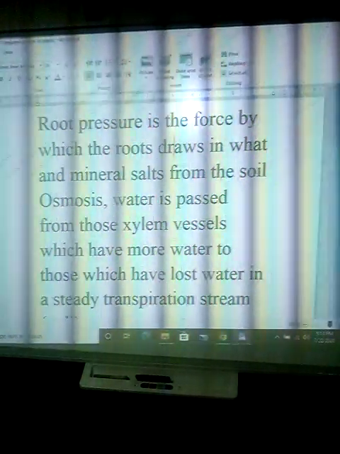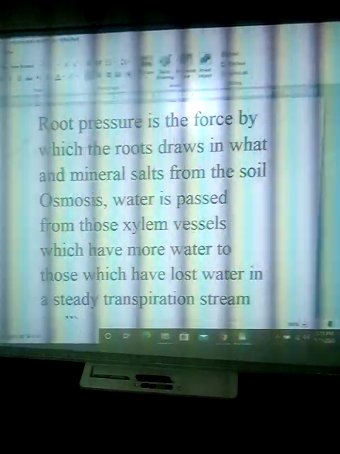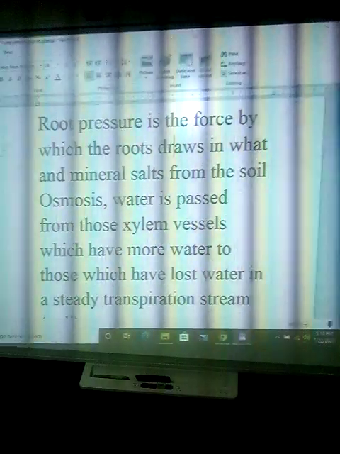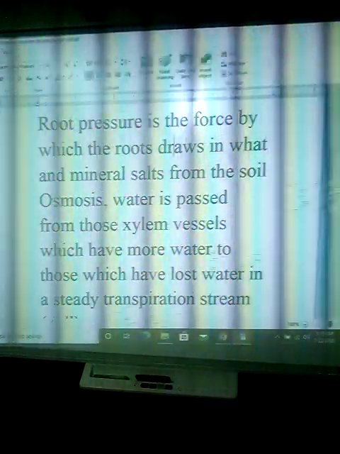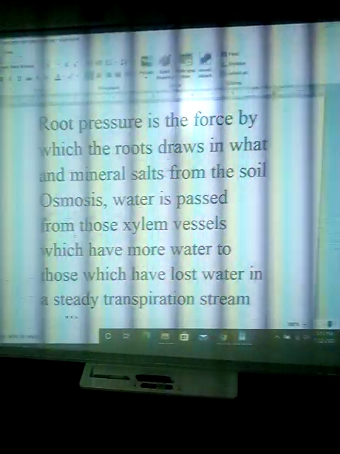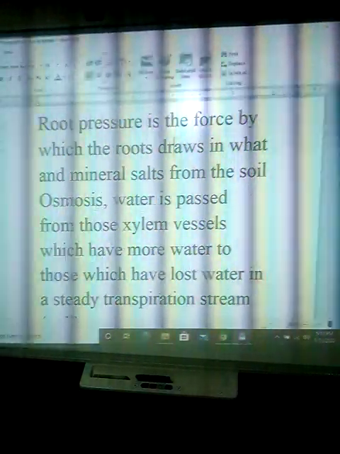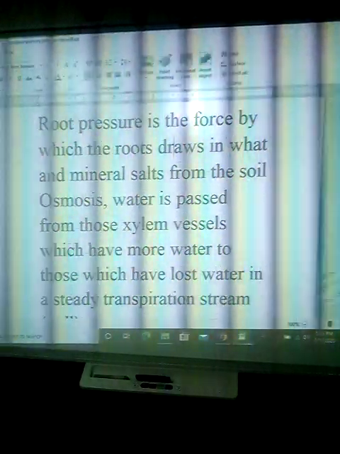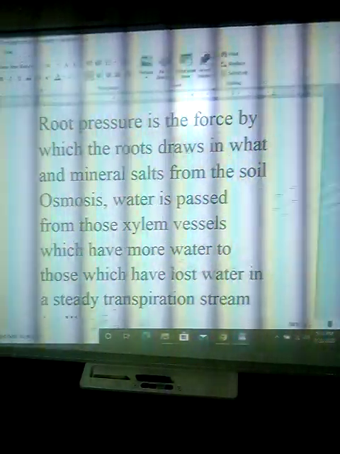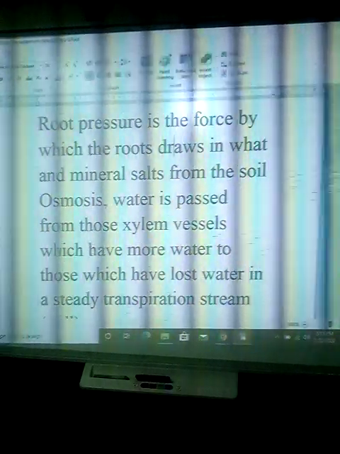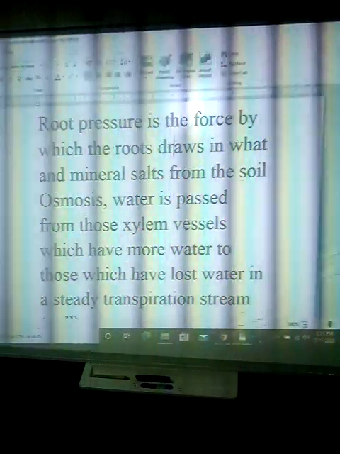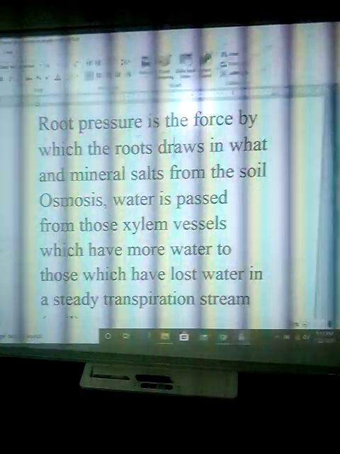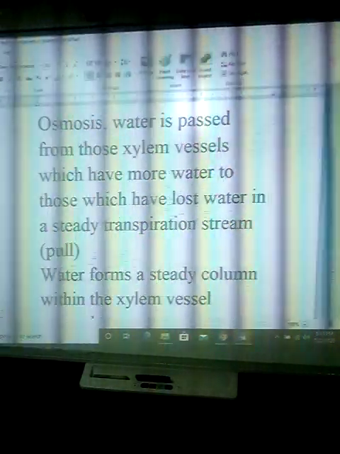Root pressure is the force which the roots use to draw in water and other salts. The force applied by the roots to draw in water and other mineral salts from the soil. Osmosis. Water is passed from those cell vessels, xylem vessels, which have more water to those which have lost water, in a steady transpiration stream.